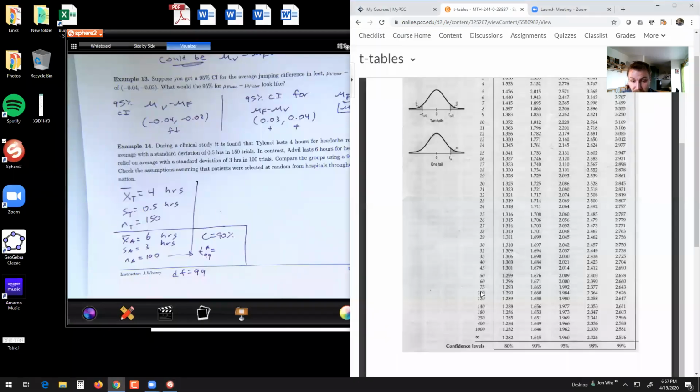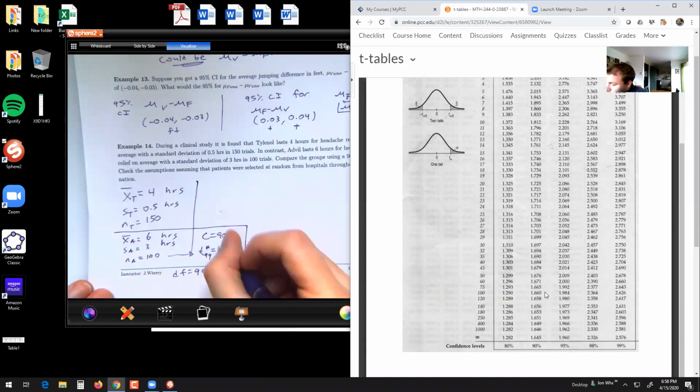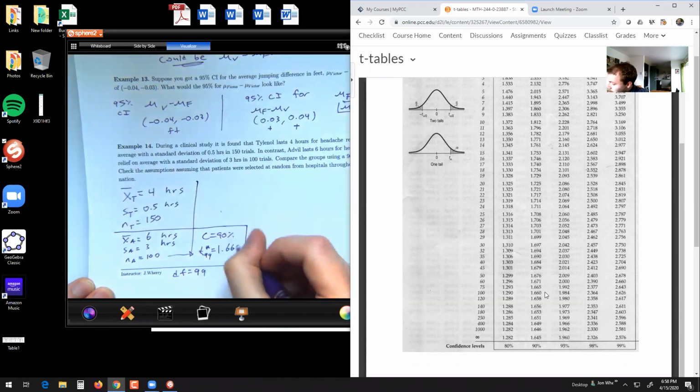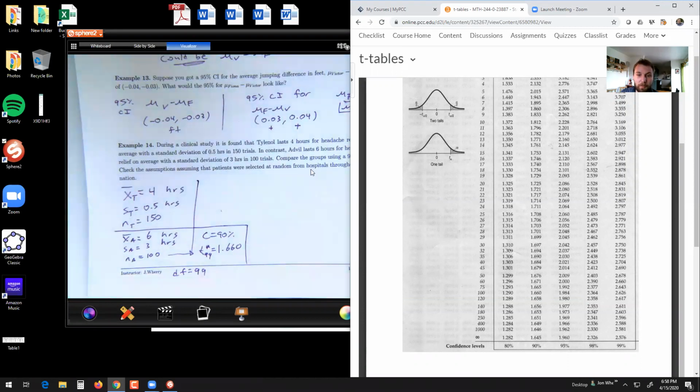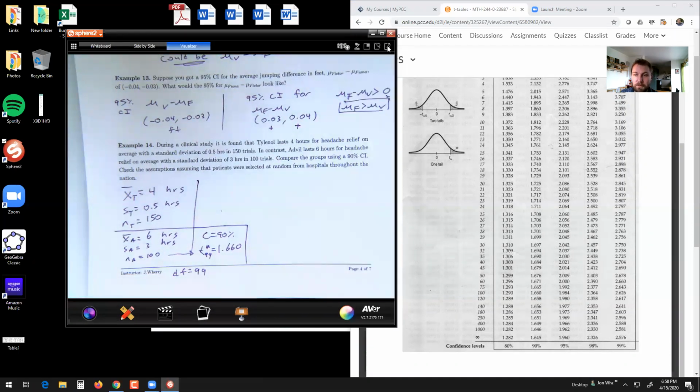Yeah, 99 is not in, but 100 is. Meets the 90. Oh, it's starting to get closer and closer to that 1.645 number. Not quite there. It's still a little bit bigger. 1.660.